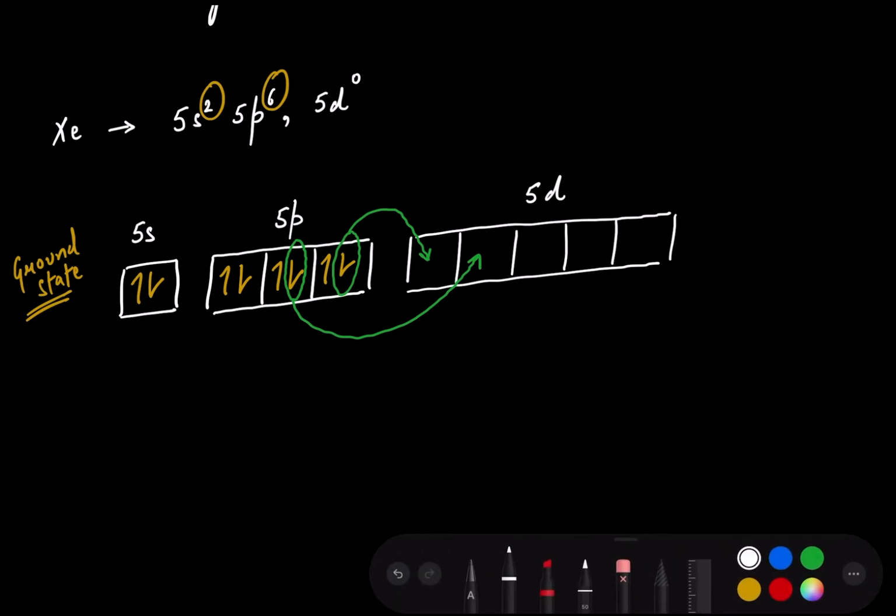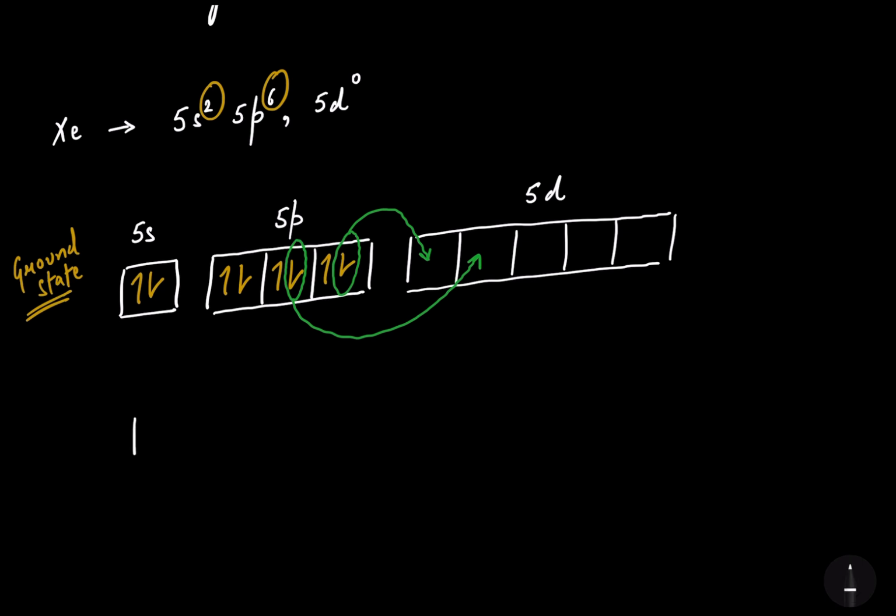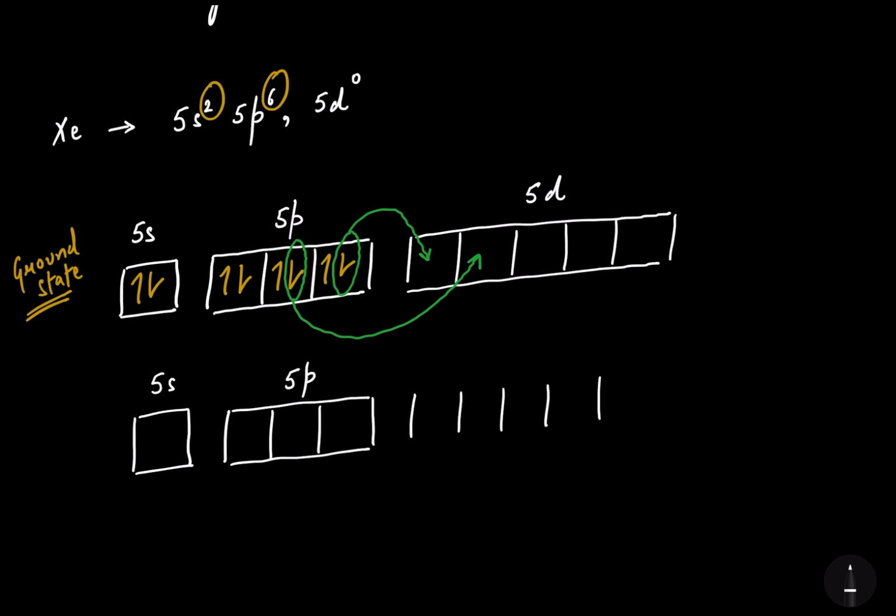So let's make the excited state now. That's the 5s. These are the 3 degenerate orbitals of 5p. These are the 5 degenerate orbitals of 5d. So in 5p we got the 3 degenerate orbitals, and in 5d we got the 5 degenerate orbitals.